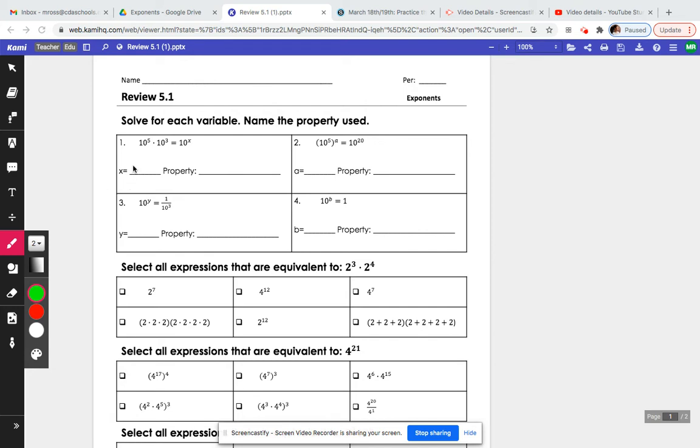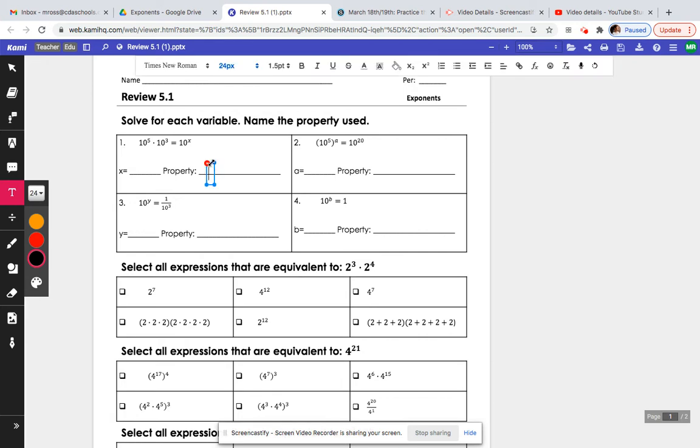Anyways, number one, we have 10 to the 5th times 10 to the 3rd, and we're trying to figure out what x is and name the property. Now, if you remember, we have a property that we call the product of power. And with the product of power, what we do with our exponents is we add our exponents.